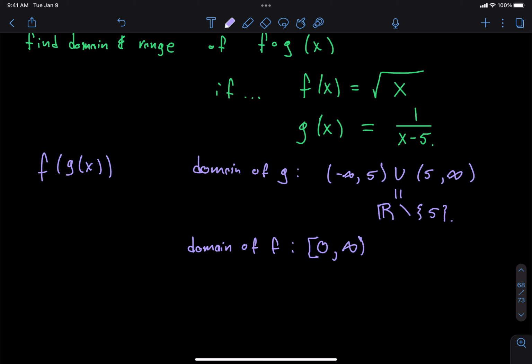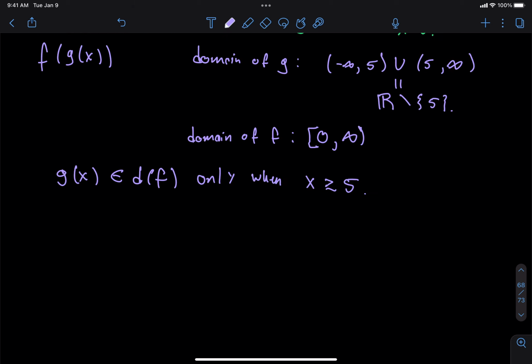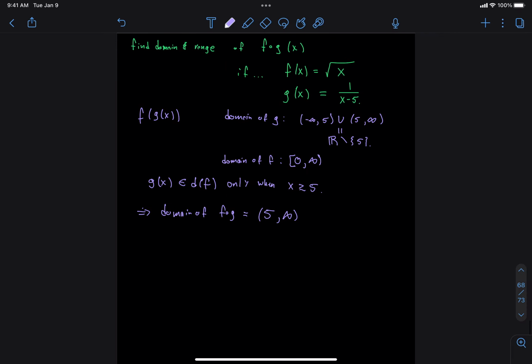So g of x is in the domain of f only when x is bigger than or equal to 5. Only when x is bigger than or equal to 5. Therefore, the domain of f composed with g is going to be [5, infinity). Okay? [5, infinity).